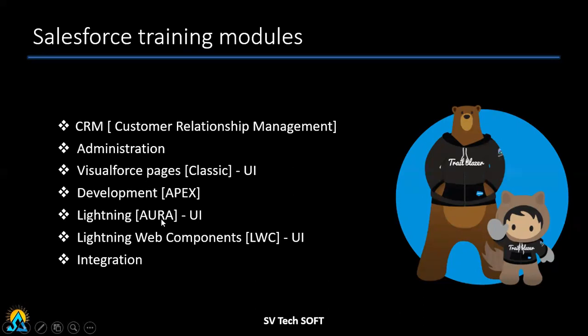Aura came in the year 2015, but LWC came in the year 2018. LWC is the latest version. Aura was built on a component-based framework. LWC was built on web stack tools. The latest one on UI is LWC.